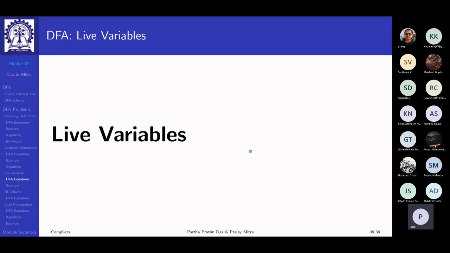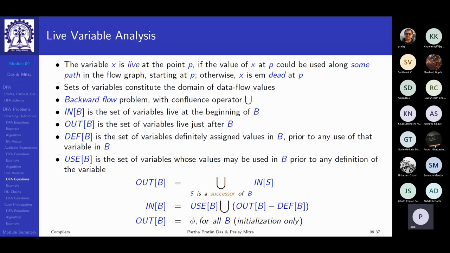So let us take the next problem, which is the live variable analysis. Now, I did talk briefly about the liveness of variables earlier. So here we are formally defining it. A variable x is live at a point P if the value of x at P could be used along some path in the flow graph starting at P. Otherwise, x is dead.